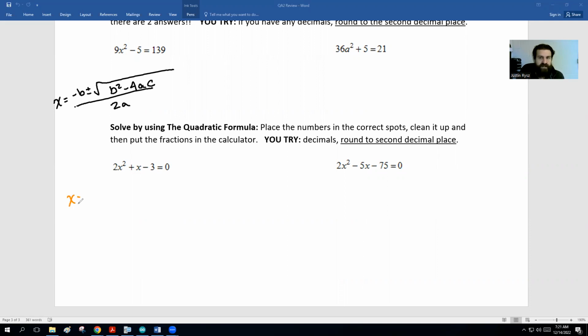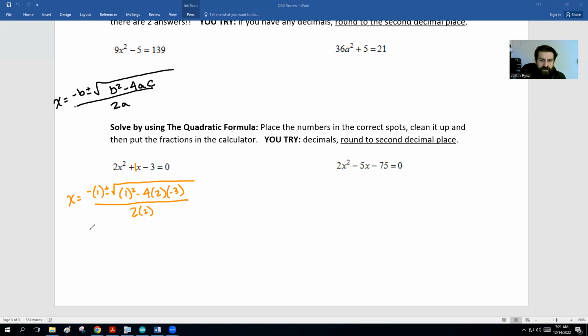First thing we want to do is 5 steps here. We're going to plug in a, b's, and c's. All right, our b is 1 here. So we got negative 1 plus or minus the square root of 1 squared minus 4 times our a is 2 and our c is negative 3 all over 2 times a is 2.